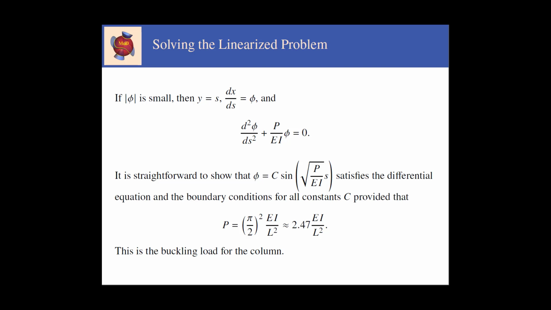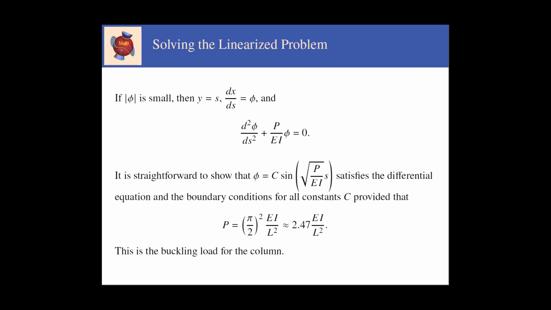provided that P has the special value of pi over 2 quantity squared times EI over L squared. That is the buckling load for the column. Now there are other mathematical solutions for larger values of P, but they are not realized physically.